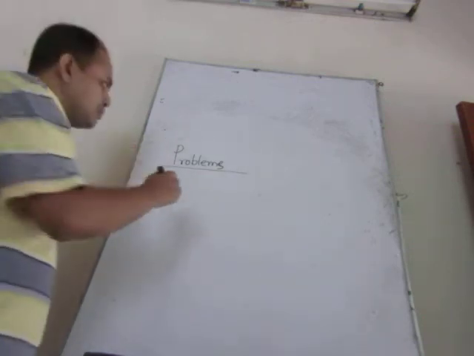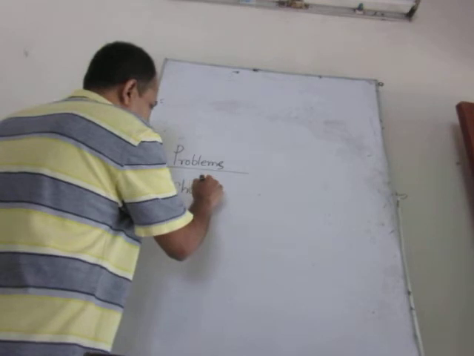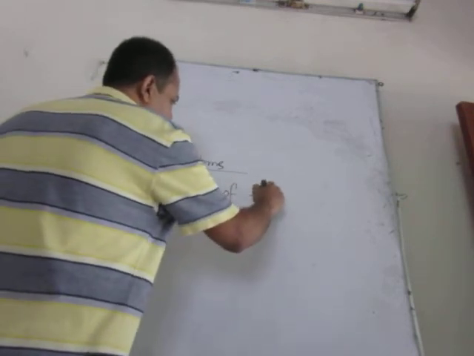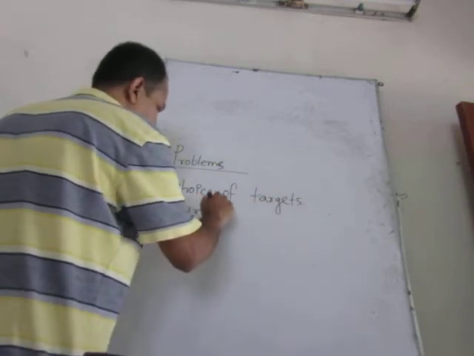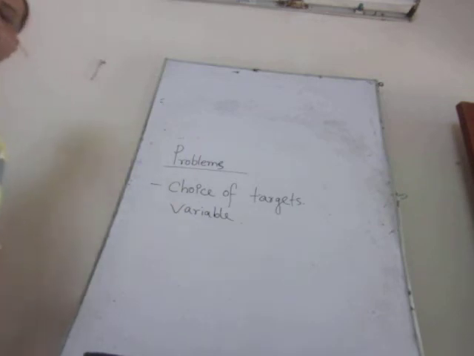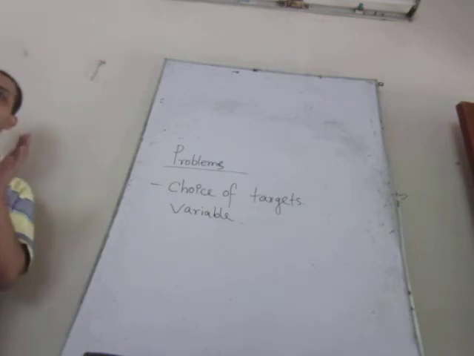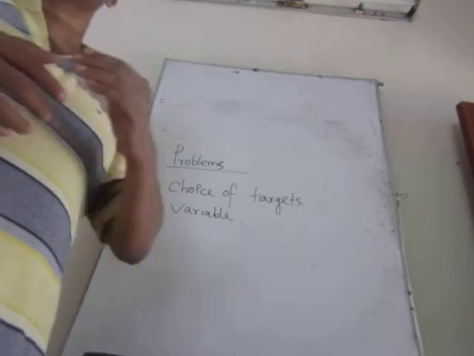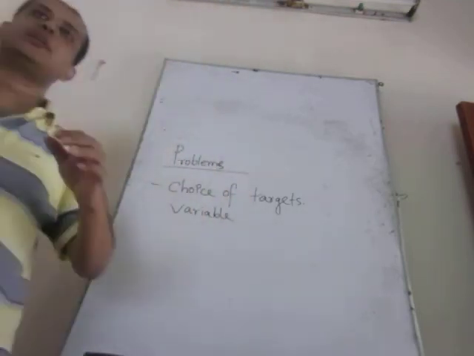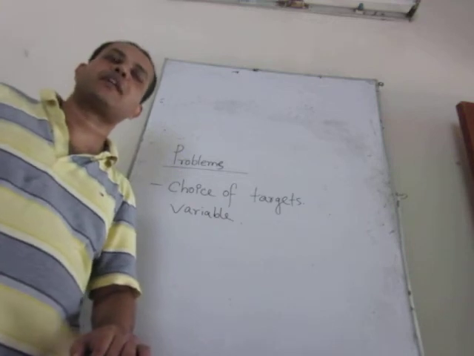What are the problems? We have already discussed the problems. First of all, choice of targets, or you can say variable. We have discussed that the government has to go for monetary policy to intervene or to confront different kinds of macroeconomic variables.